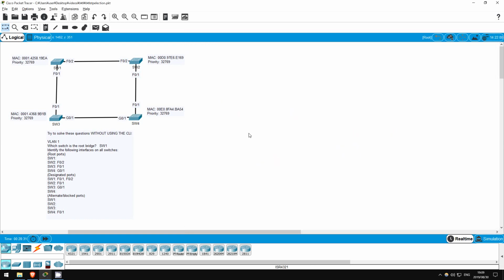This has been a fairly short lab, but hopefully you were able to improve your understanding of spanning tree protocol. That's all for this lab.